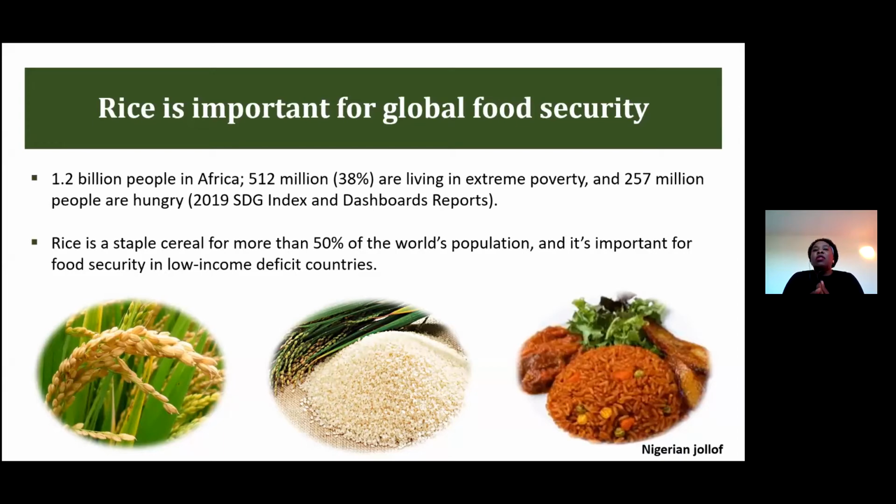Currently, there are about 512 million people living in extreme poverty across Africa, with about 257 million people who are currently hungry. And this is recent data shared by the SDG Index and Dashboards report. So like I mentioned, rice is a major staple cereal for more than 50% of the world population, but is significantly important for food security in low-income food-deficit countries, of which many African nations belong to.